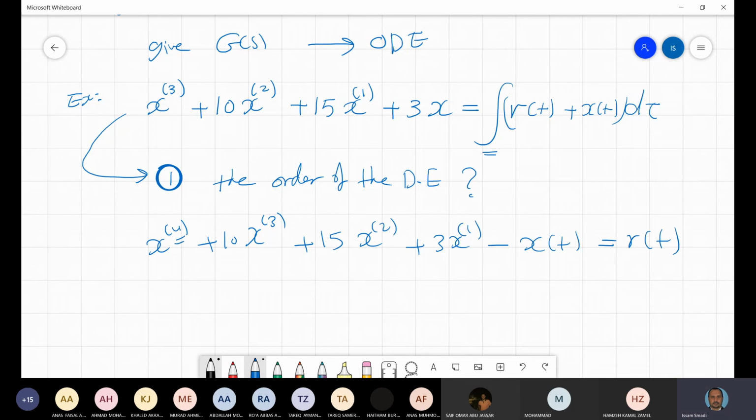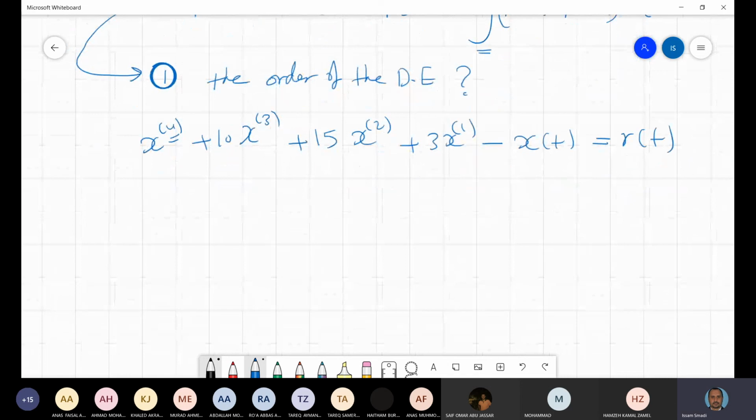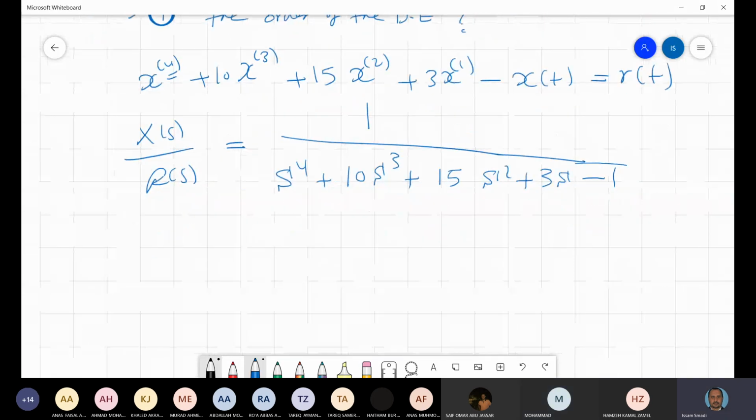It is fourth order. Now who can give me the transfer function, which is the ratio between the output X(s) over the input R(s), equal to what? It will be 1 over s to the power 4 plus 10 s to the power 3 plus 15 s squared plus 3s minus 1. Yeah, correct. So it's very simple.